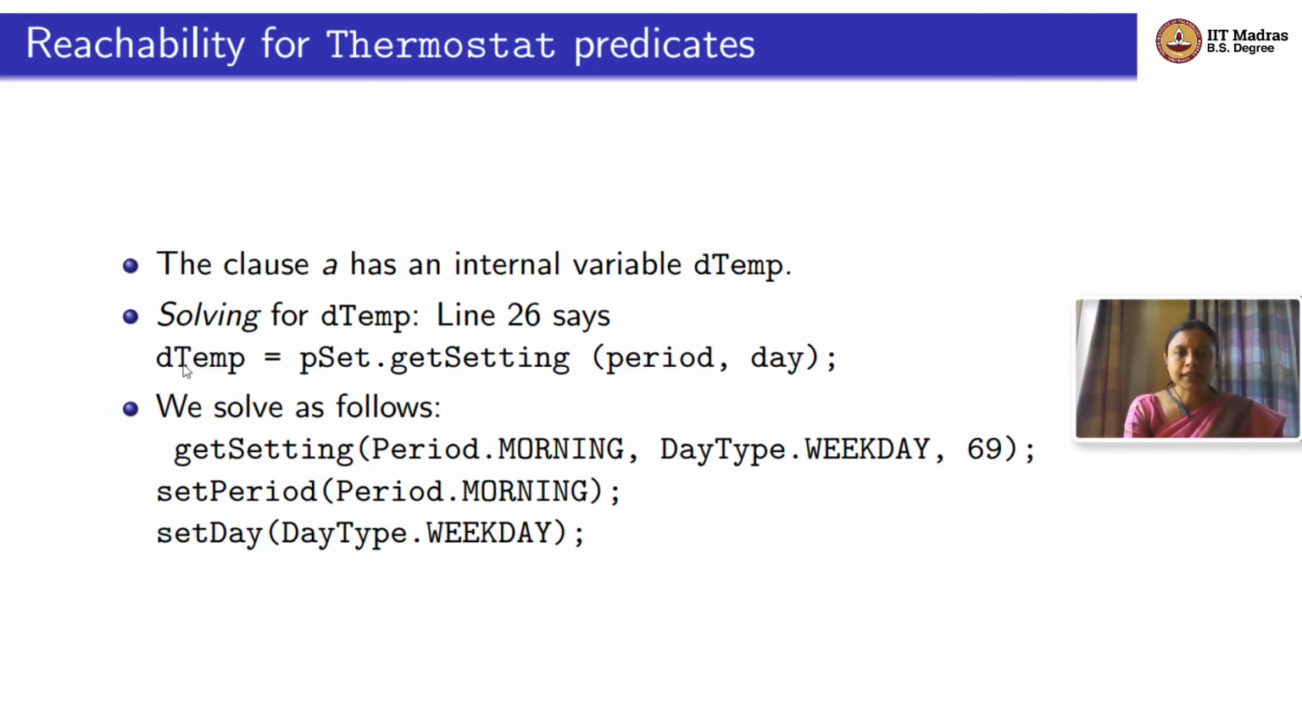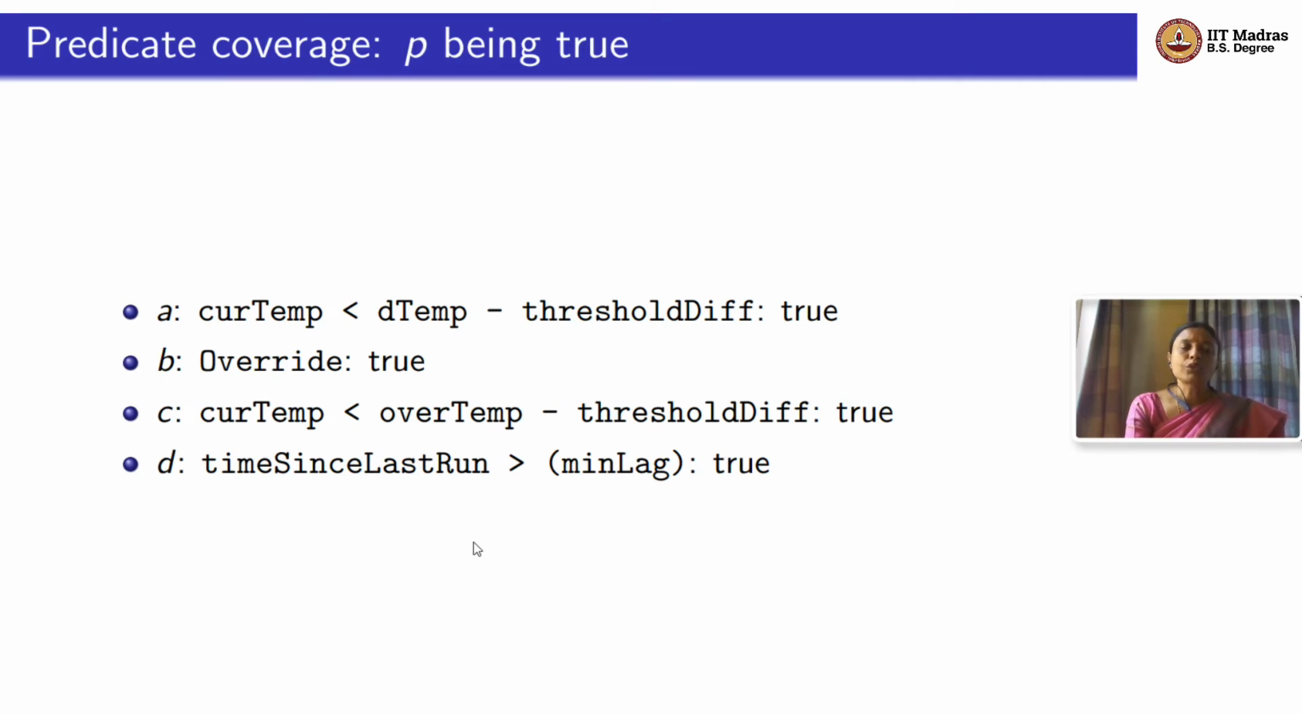Dtemp line 26 says pset, get setting, period, and day. So set something. Let's say period is morning, day type is weekday, and temperature is 69 in Fahrenheit. So you say set period is morning, day type is weekday. Now you substitute for clauses A, B, and C. The rest of them were actual values, A, B, and C.